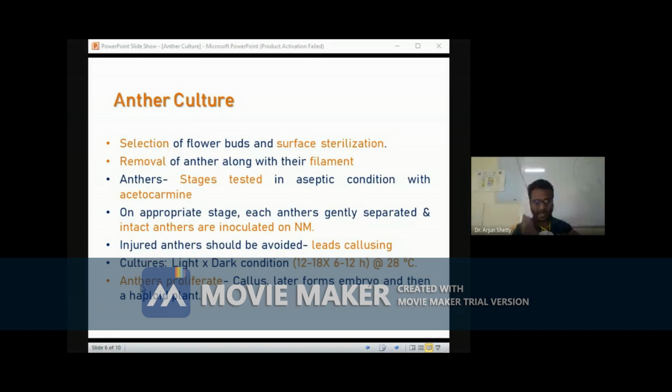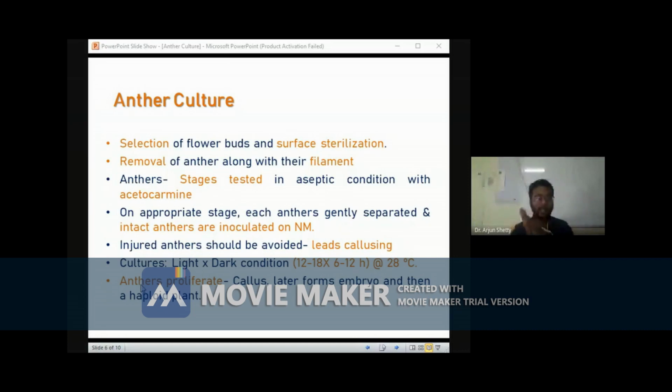Once the anther has been removed from the flower, there should not be any filament attached to the anther. We are supposed to inoculate only the anther. Precisely, the culturing of anther should be done without the involvement of any other type of cells or tissue. So when it is a stamen, we are supposed to remove the filament. Only the anther part has to be taken and inoculated on a nutrient medium.